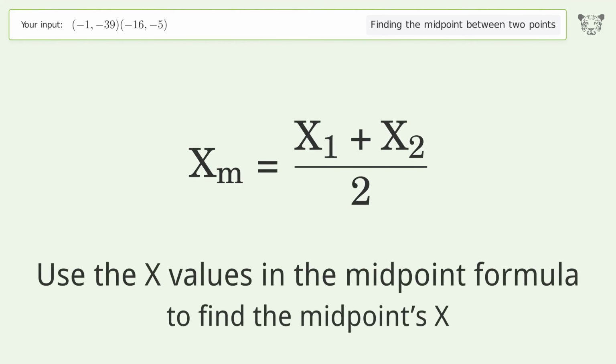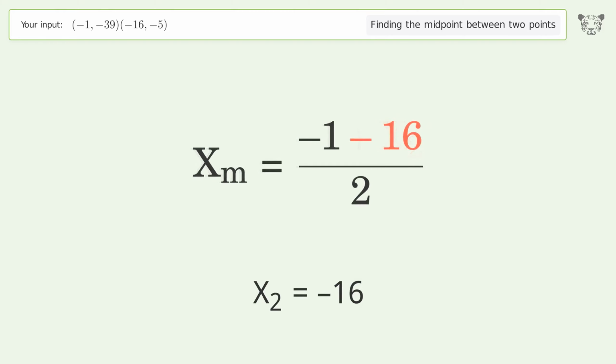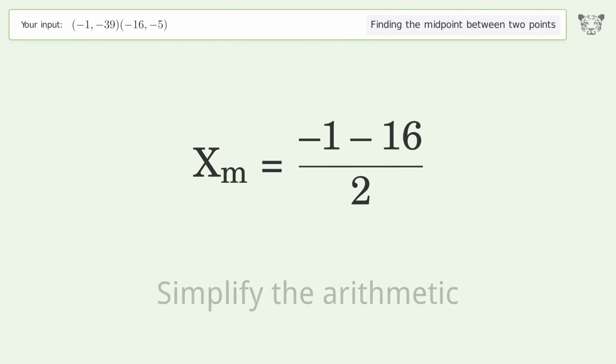Use the x values in the midpoint formula to find the midpoint's x. x1 equals -1. x2 equals -16. Simplify the arithmetic.